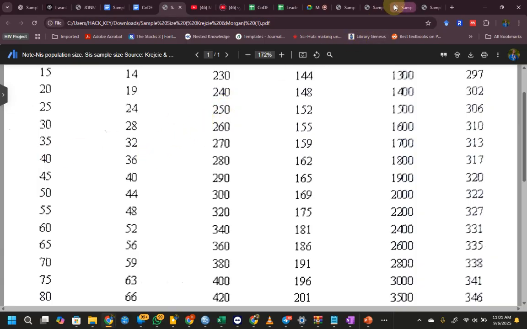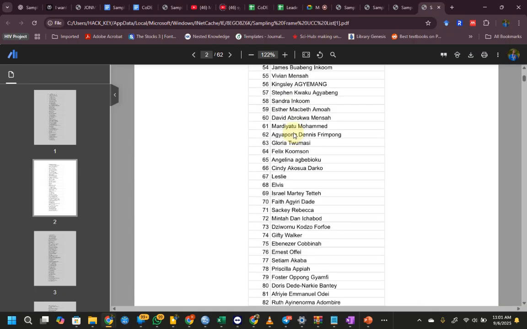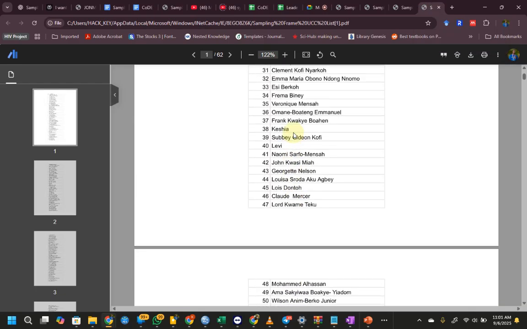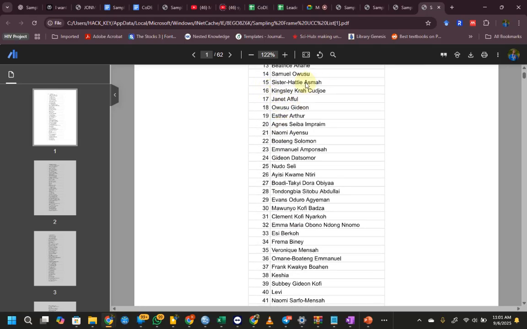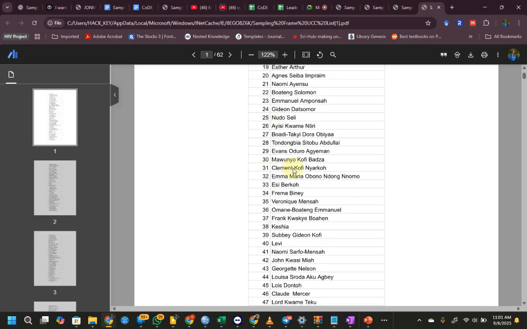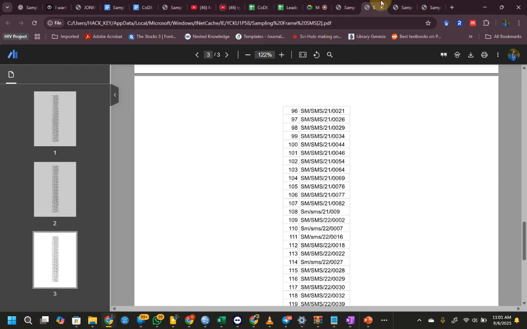Then the numbers you have removed, you come to this list and you unwrap it. When you unwrap it, the number you have taken, maybe you chose number 36, you contact Mr. Emmanuel. You chose number 15, you contact Asma. You chose number 31, you contact Clement. So that is how you do the simple random sampling when you are doing research.